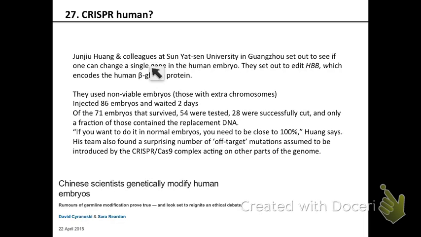So they targeted only 1 gene in this human embryo. They set out to edit this HBB gene, which encodes the human beta-globin protein. Of course, unlike the monkey experiment, they actually did not want pregnancies resulting from this, and they did not want new babies coming out of this. So what they did is they used embryos that they knew were not going to be viable, okay? Because they contained extra chromosomes.